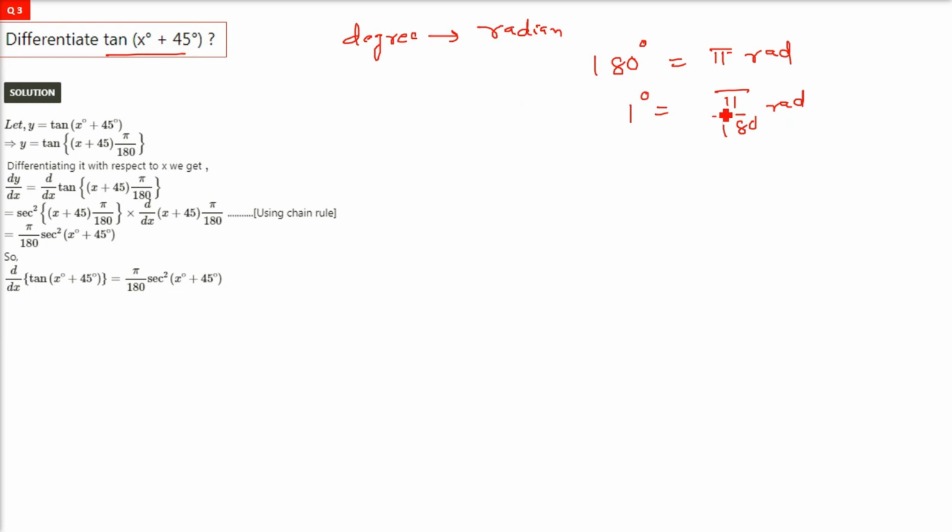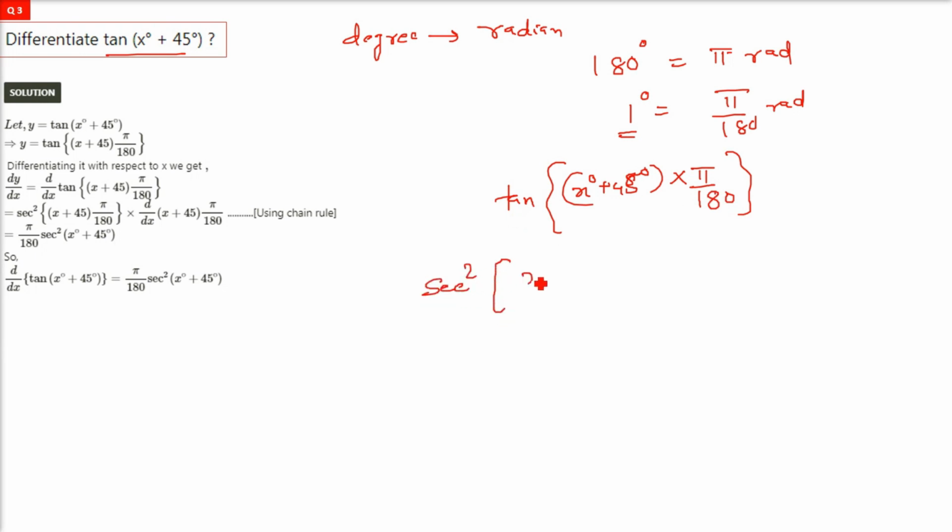Alright? Because 2 pi is equal to 360 degree, pi radian is 180 degree, and 1 degree is pi by 180 radian. So tan of (x degree plus 45 degree), whatever value comes, has to be converted to radian by multiplying it by pi by 180. Now you can differentiate it. You can only differentiate when you convert first. That will be used in other questions also, so you need to keep this in mind.